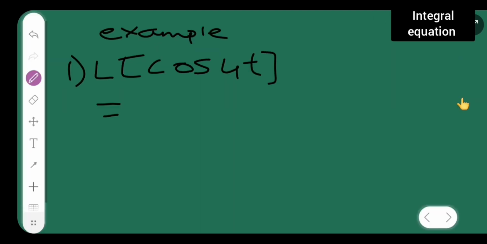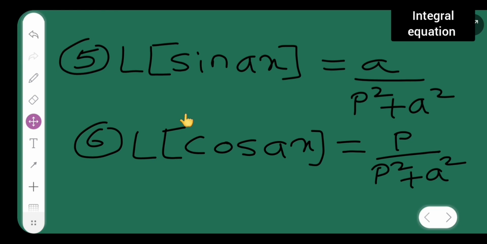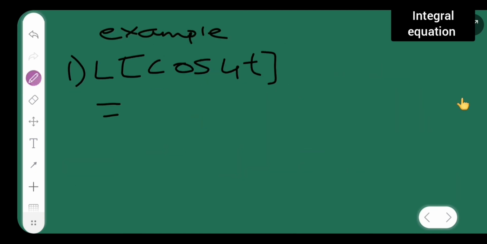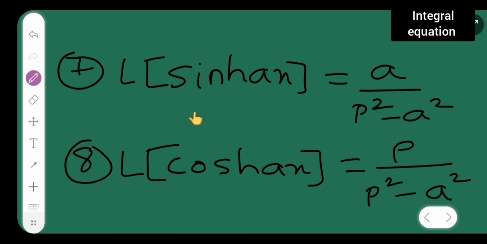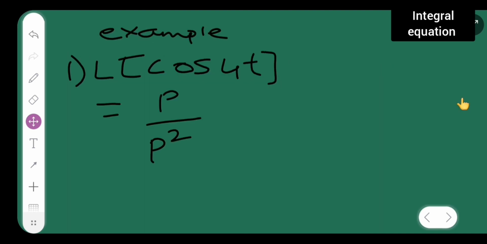This is my third example. Laplace of cos of 4t. We have to use this formula, no? Wait, not this one. Laplace of cos of at, what was there here? Instead of a, 4t I have put, no? So it is p upon p square plus a the whole square. Now what is my a here? My a is nothing but 4. 4 4s are 16. So plus 16.